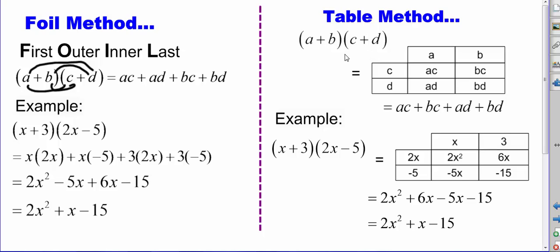Thirdly, we're going to look at the table method. In the table method, basically, we take the grouping that's in the parentheses and we break that apart in a multiplication table like so. So we take the A plus B over here, we take the C plus D down here, and then we simply go to the corresponding box, multiply those together, and we arrive at the same answer that we would if we were to use the distributive method or the FOIL method. So those are three different ways that we can complete our multiplying binomials.